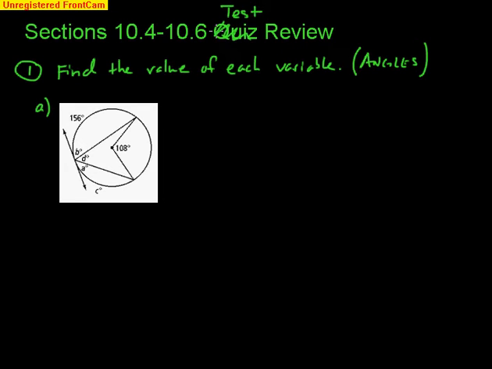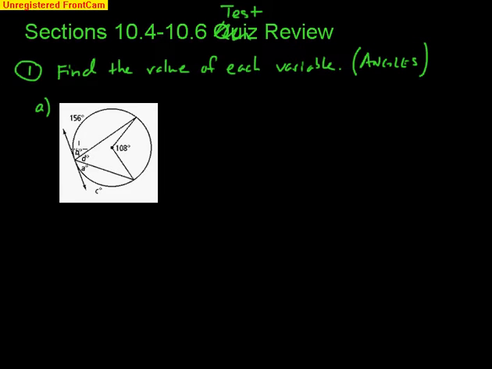Okay. We're going to go through several problems involving angles, segments, and then some equations of circles. If it gets to be too long, I will cut this video in half and create 2 videos. Alright, so here's the first set of questions. We're going to do find the value of each variable, and it's going to involve angles. So on this problem, we have 4 variables to find: A, B, C, and D. Okay, so let's talk about each one.